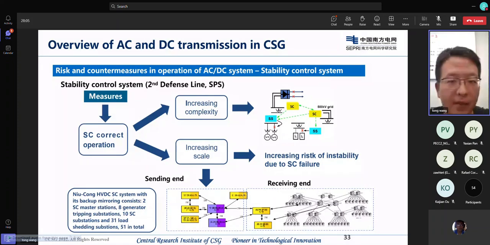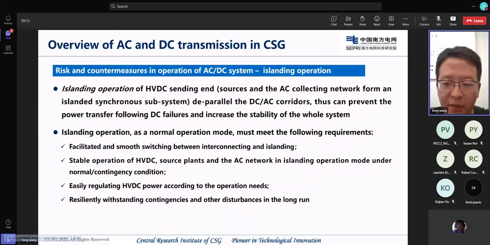For this one, I want to show some countermeasures that we use to deal with the operation of the AC and DC systems. The first one is the islanding operation, because we have a bunch of HVDCs that connect to the Yunnan province, the CSG system, but the connection is really weak. We mainly connect to some hydro plants. So if we do some islanding operation and the HVDC system blocks, we only need generator tripping at the sending end, so it may help our system do well. And it shows some figures for how we do the islanding operation.